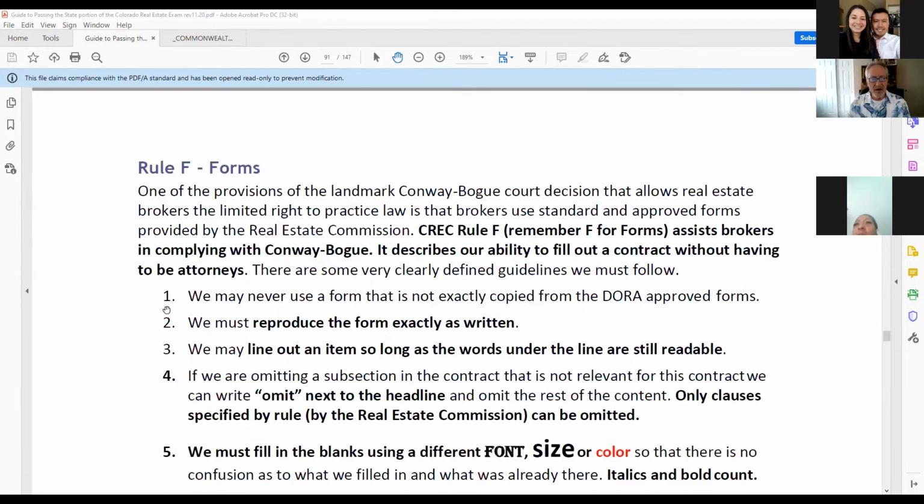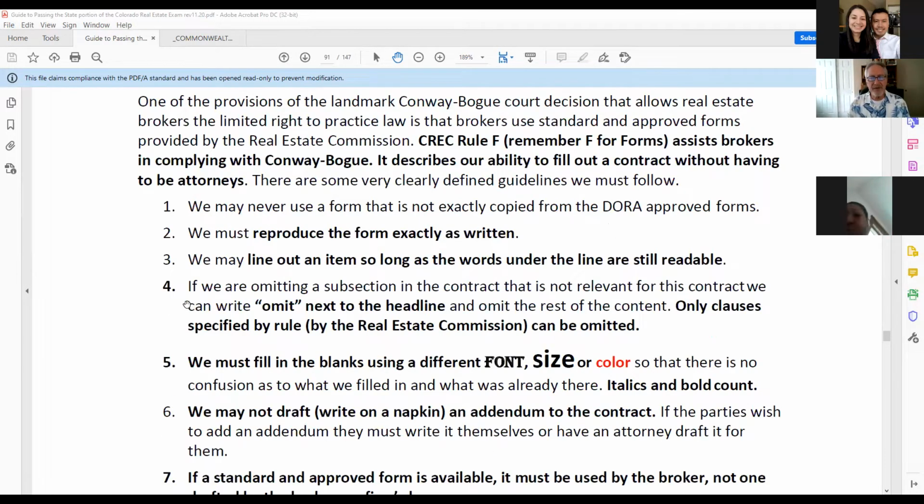All right, another rule here for you, F, really easy to remember because this one assists us to comply with the Conway-Bogue rule, meaning that we have to use commission-approved forms. So with this in mind, some of your test questions are going to be, what kind of font and size and color do we use? How do we fill it out? We always want to reproduce the form exactly as it's written.